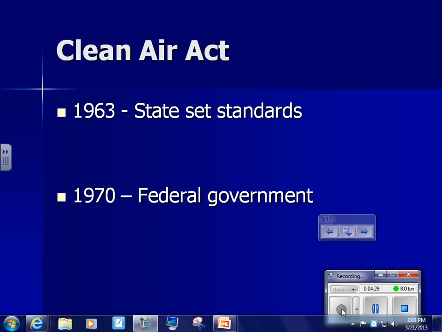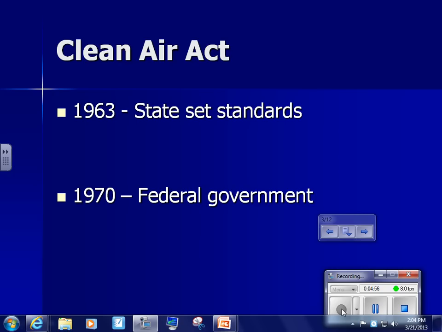Because as we know, pollution doesn't really know state boundaries. So it's not just a localized event, but it can travel several hundred miles and affect large regions. So as a result, they realized the effectiveness of this policy was severely limited. So in 1970, they amended the Clean Air Act, and they charged the federal government with overseeing air quality issues in the United States.